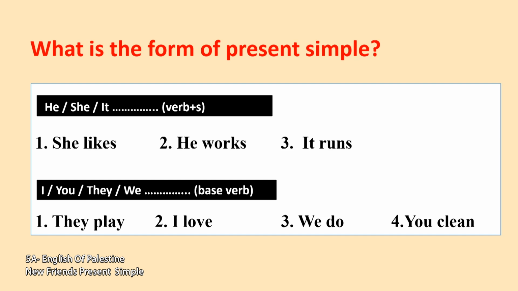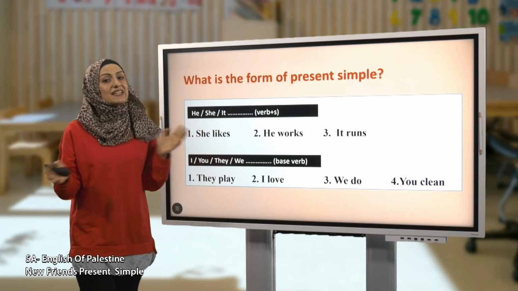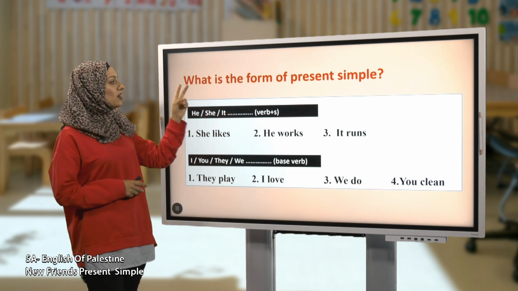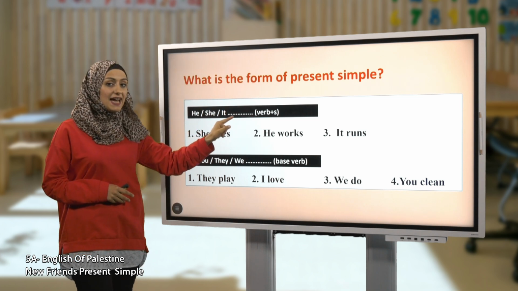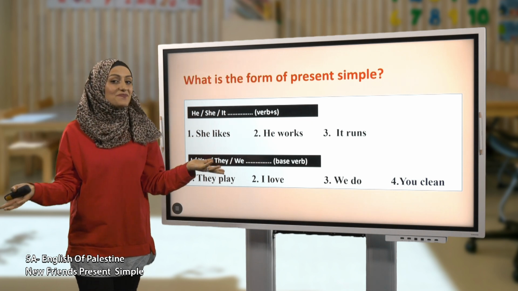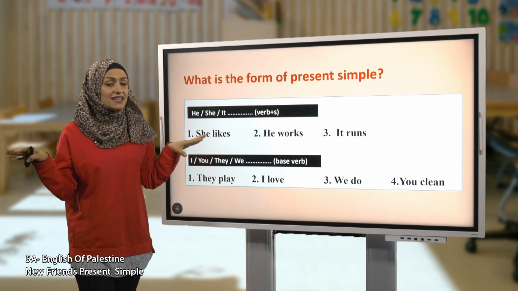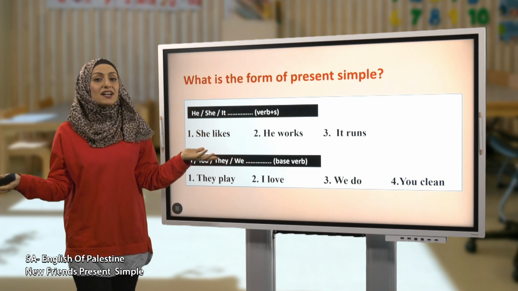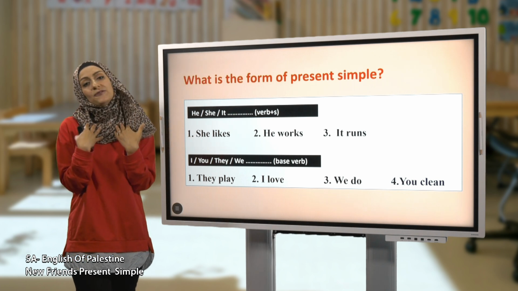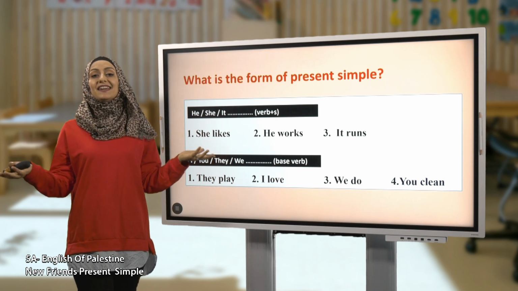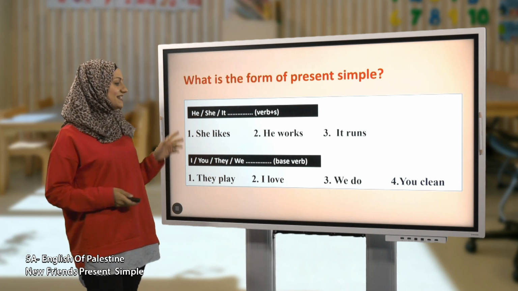So, they play. I love. We do. And you clean. We don't add s to the main verb. So, the form of the present simple is either adding s to the verb if we have he, she, it, Omar, Amy, Rania, or we don't add anything to the verb, we keep the verb in the base form if the subject is Omar and Rania, or plural, or if you are talking about yourself. I play football every day. I study English every evening. Excellent, students.